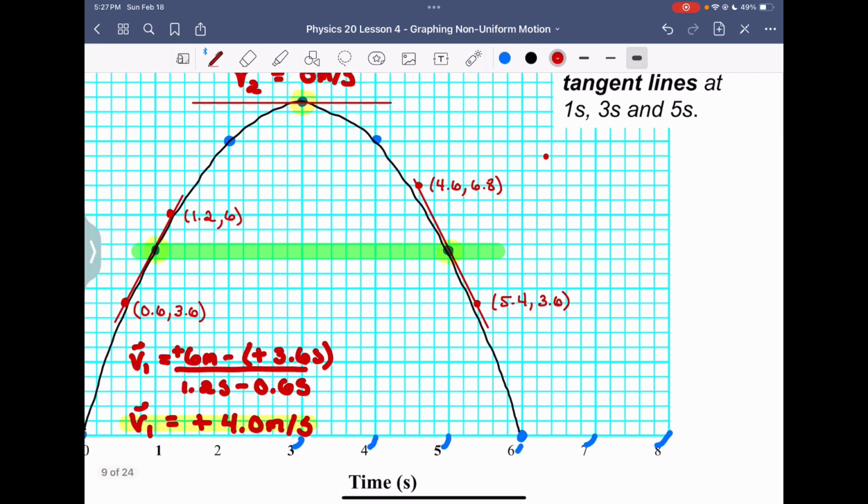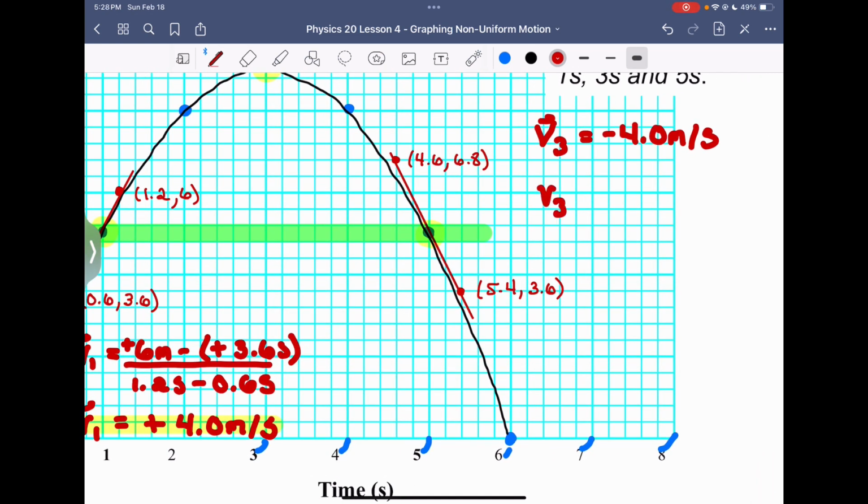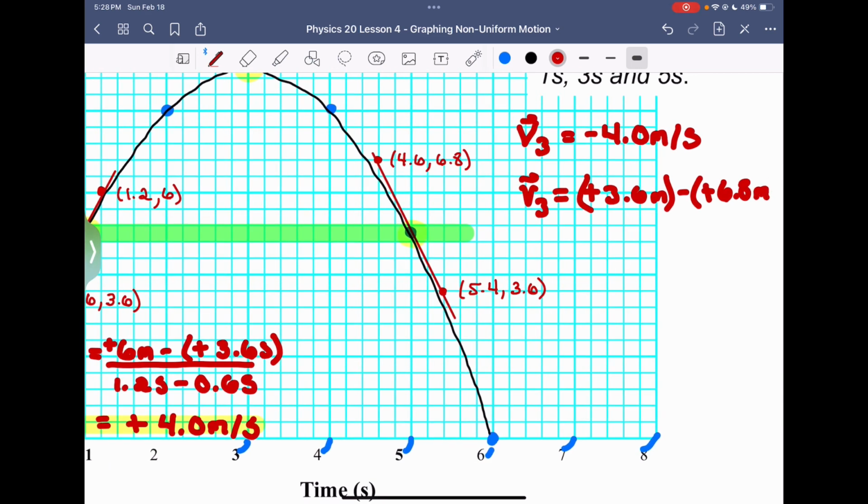So let's just do a little predictive writing up here. Velocity 3 should end up being negative 4.0 meters per second. But let's confirm that, or even see if it's close. Using the math of this and using our points, velocity 3 is equal to, I'm going to take the values. So we have positive 3.6 in terms of position, in meters, minus the positive 6.8 meters, divided by the times, well, we said it was 5.4 seconds minus the 4.6 seconds.